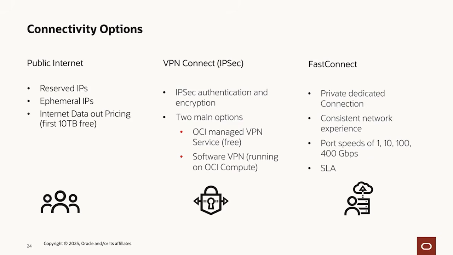Finally, we have FastConnect. FastConnect is going to provide you with a private dedicated connection. It's going to give you that consistent networking experience. There are guaranteed port speeds available, and you get to choose your port speed, whether you want 1 Gbps all the way up to 400 in some regions, in some use cases. And there are SLAs, service level agreements, in place, and these are very important to guarantee reliability, uptime, consistency, and also speed.